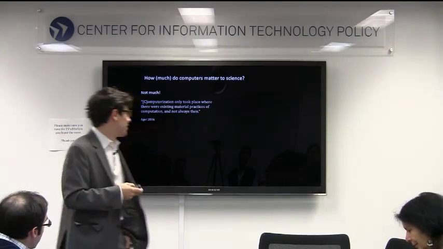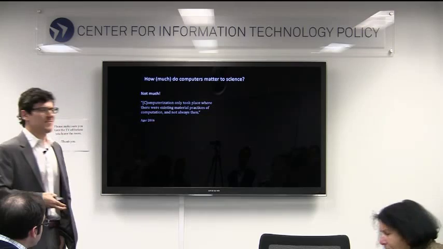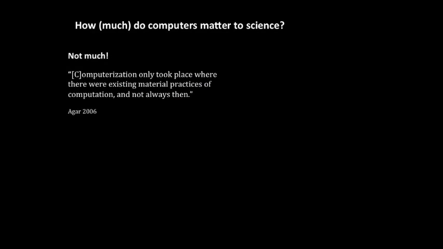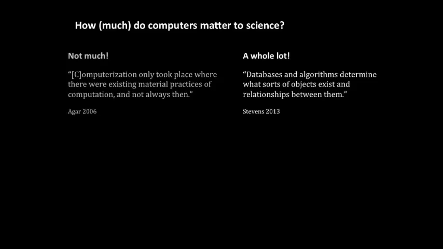There are different opinions as to the answer to this question. Some people say, computers don't matter that much. One historian, John Agar, has said that computerization tends to take place in fields where there are existing practices of computation already set, and it doesn't even always take place then. Others say the incorporation of computational methods fundamentally transforms the nature of scientific inquiry, for example, in the biological sciences, the emergence of genomics.